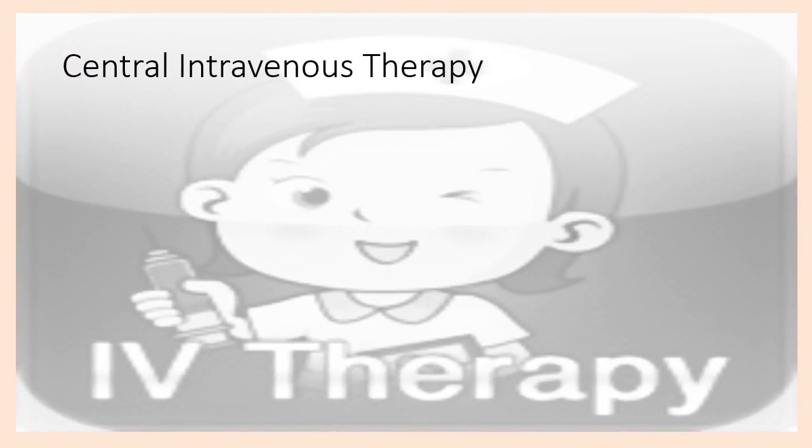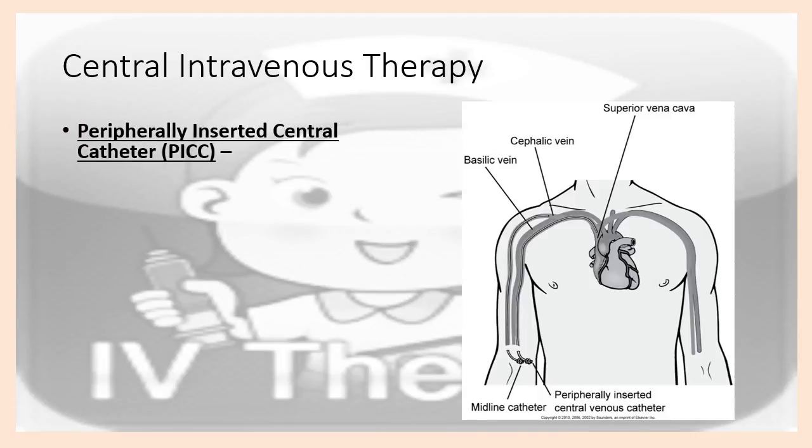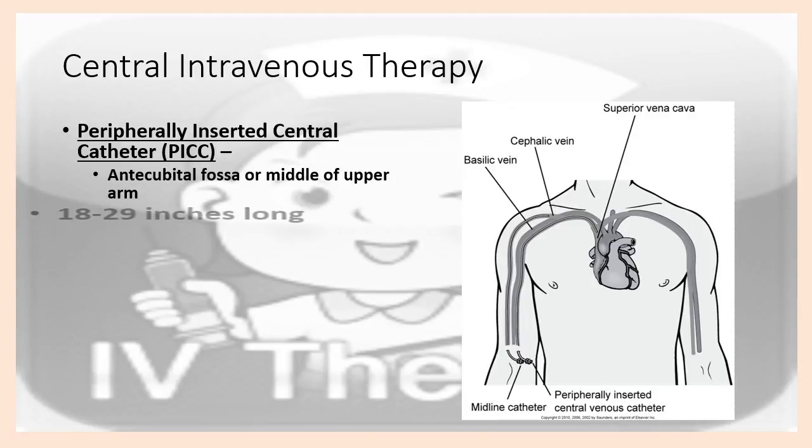Continuing with the central intravenous therapy, first we will discuss the peripherally inserted central catheter, also known as a PICC line. This is generally placed in the antecubital fossa or the middle of the upper arm. The PICC line is generally 18 to 29 inches long. Generally, the tip resides in the superior vena cava.